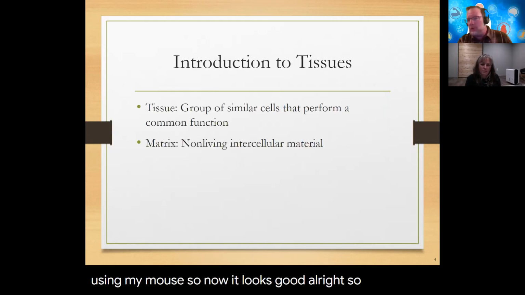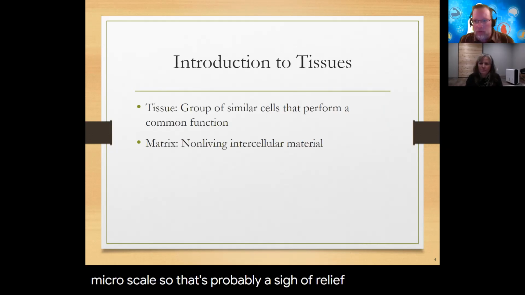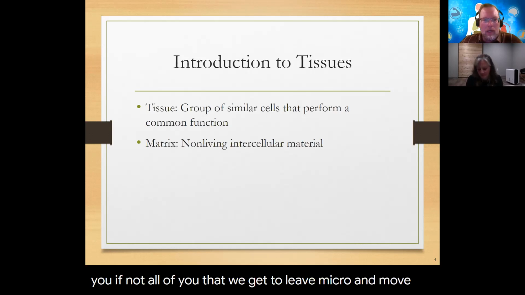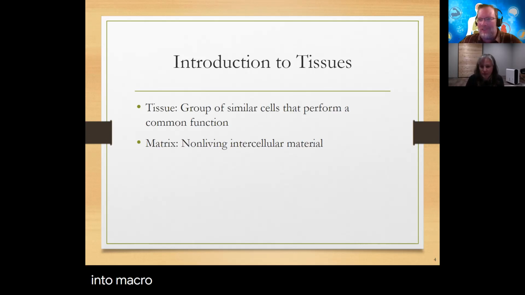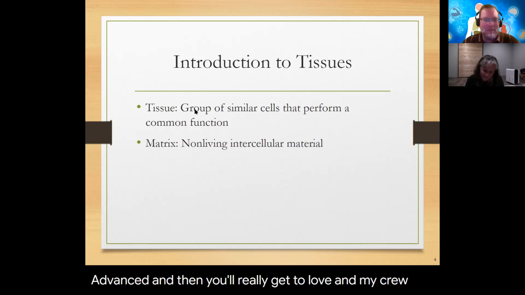All right, so chapter 4 in OpenStax gets into the tissues a little bit. Remember, these are a bunch of cells put together. This is our next level of organization, but we're at our last stop regarding the micro scale. So that's probably a sigh of relief for most of you, that we get to leave micro and move into macro. Totally understandable, but just wait till advanced, and then you'll really get to loving the micro side of things.